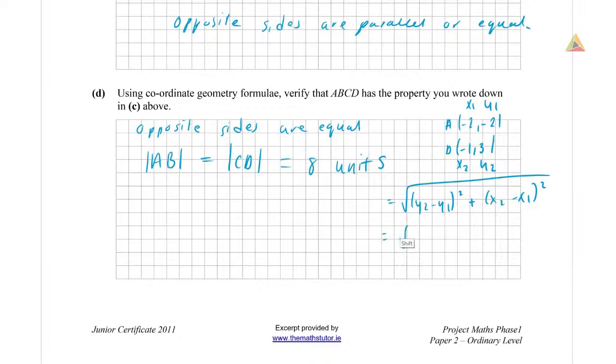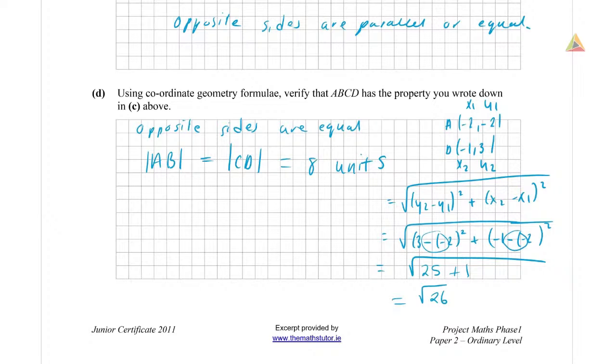So put that into the formula. y2 is 3 minus y1, which is minus 2 in this case, squared, plus x2, in this case minus 1, take away x1, which is minus 2, squared. The 2 minuses become a plus. So 3 plus 2 is 5, and 5 squared is 25. Minus 1 plus 2 is 1, and 1 squared is 1. So that becomes the root of 26. So the distance from A to D is root 26.